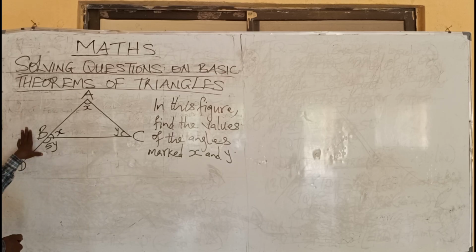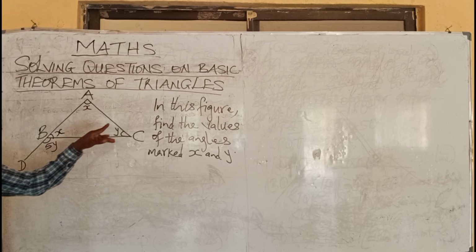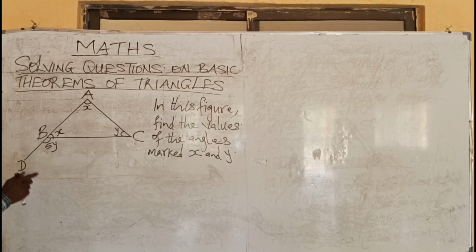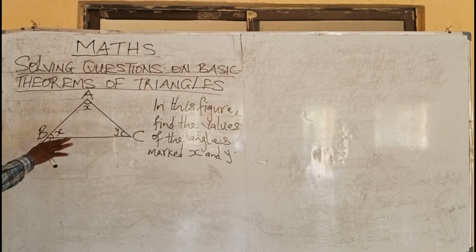Now we have a figure on the board. The question says that in this figure, find the values of the angles marked X and Y. All the angles are lettered, but come with me and you will see that it is very, very easy.